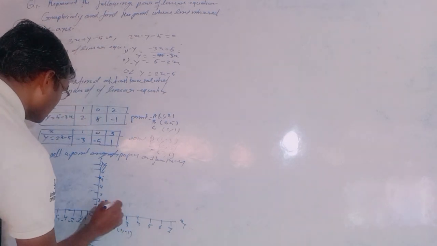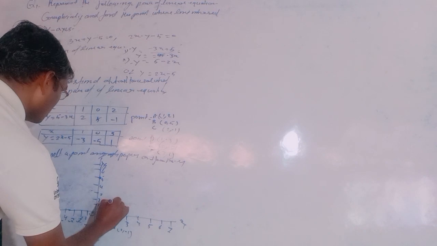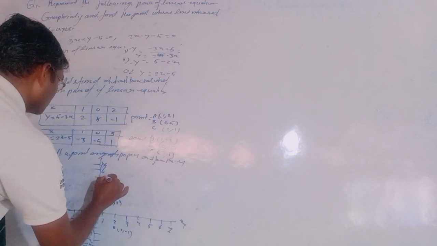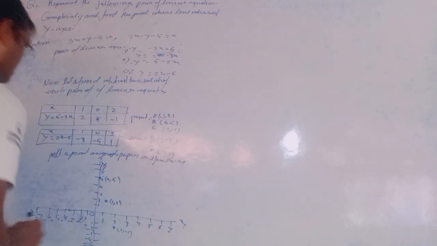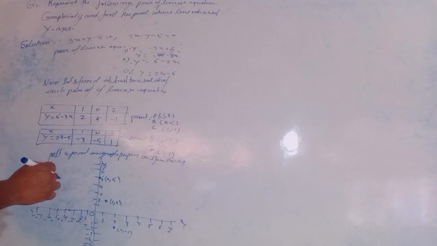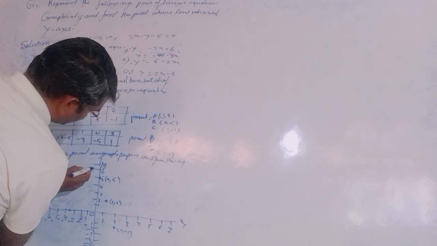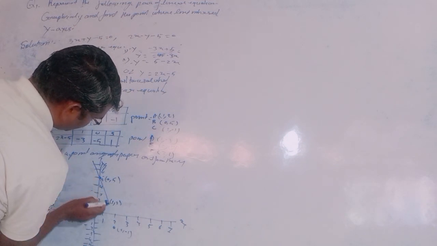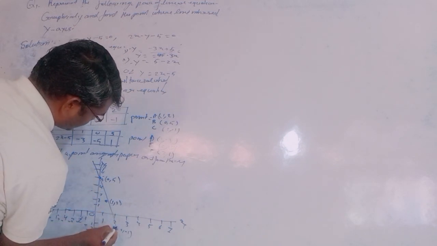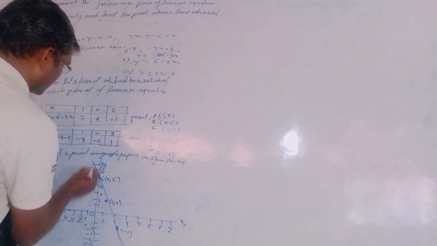Here is (1, 2) and here is (0, 5). Okay, (1, 2) and (0, 5), we have got here. Now join the lines here. If we join the lines, they meet in this way. Got it? So this becomes a straight line path.